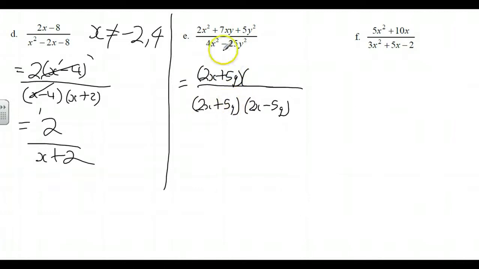Now, this is a bet. This is not a guarantee. So to get 2x squared, I'm going to put an x in there. And to get 5y squared, I'm going to go plus y. And now I'm going to check this. 2x squared plus 2xy plus 5xy, which is plus 7xy plus 5y squared. Yay. This says that 2x plus 5y can't be 0.